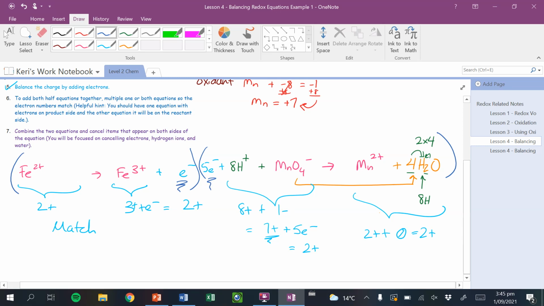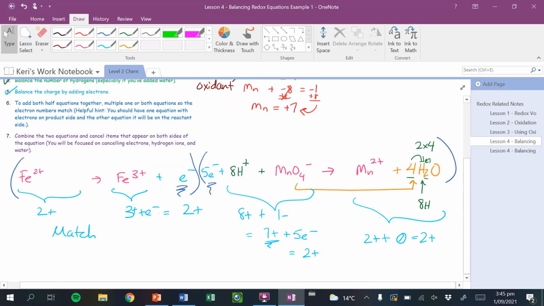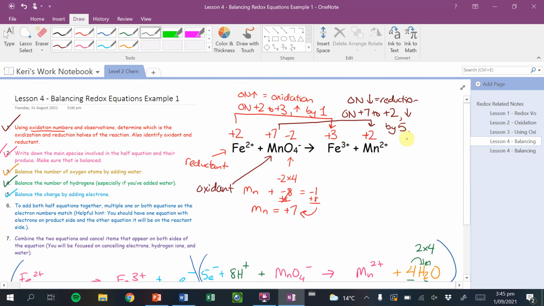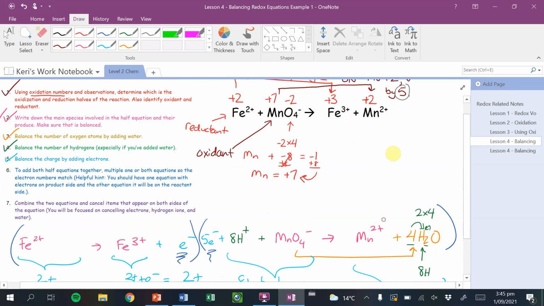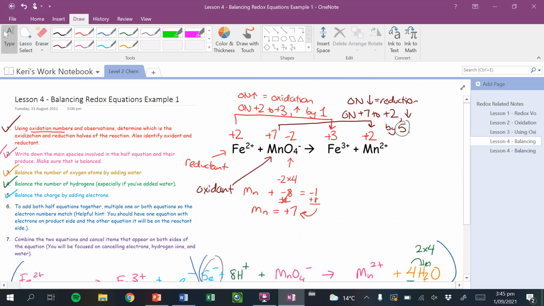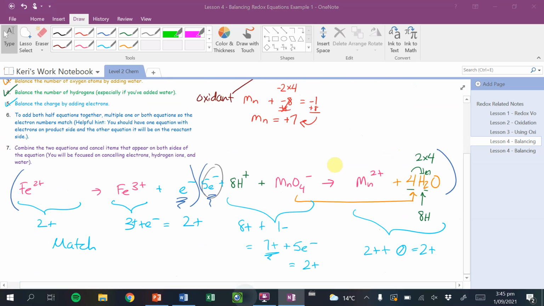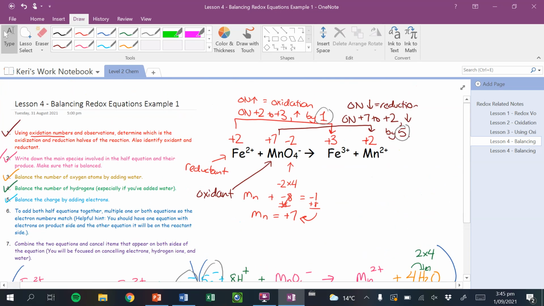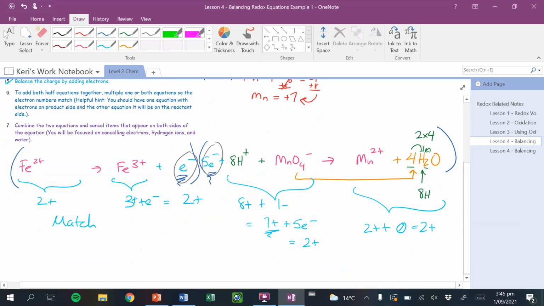Actually, let me backtrack before I do that. Something you should notice, hopefully, when you're looking at these oxidation numbers is that the oxidation number has gone from +7 to +2 in this one here, and it's gone down by 5. This number here should match the number of electrons you've added. Same thing for the other one. This has gone up by 1, so you should be losing 1 electron. So just keep in mind that your electron number should be matching the changes in oxidation numbers. So yeah. Anyway, let's put these guys together.